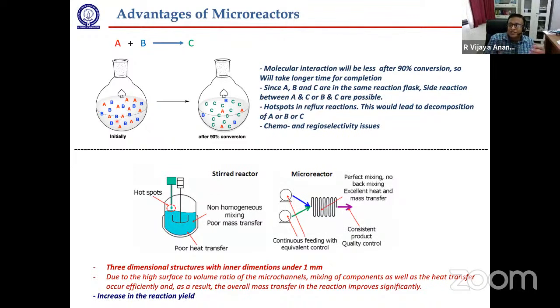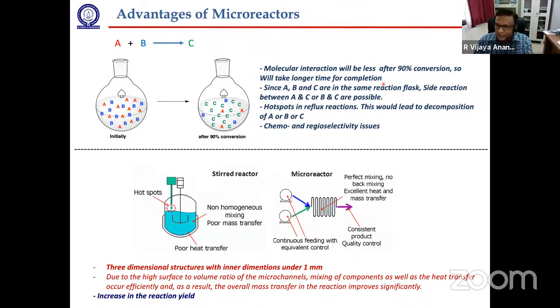Once it reaches 60, 70, 80, or 90%, you can see here after 90% conversion, you will have more concentration of the product C and very little concentration of A and B. So it is very difficult for A to find B to react, okay, since it is in bulk. So obviously, to complete the last 10%, from 90% to 100%, it takes an enormous amount of time, very large time. So that is another problem here with the batch reactor.